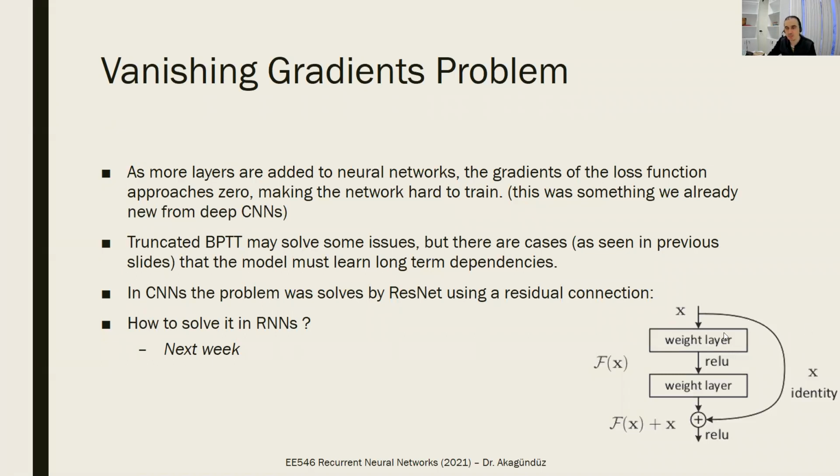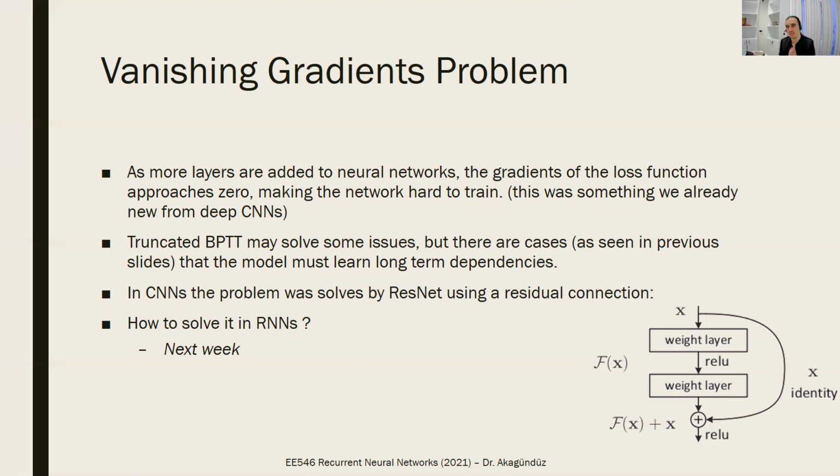Let me just take my image from there. We've talked about this the previous week. In the RNNs, we had the same problem that we had in deep convolutional neural networks. In deep convolutional neural networks, we had many layers. And as more layers are added to neural networks, in general, the gradients of the loss function approach zero for many reasons. There are many mathematical studies that prove this, or mathematically make sense of the practical situation, which we always observe.